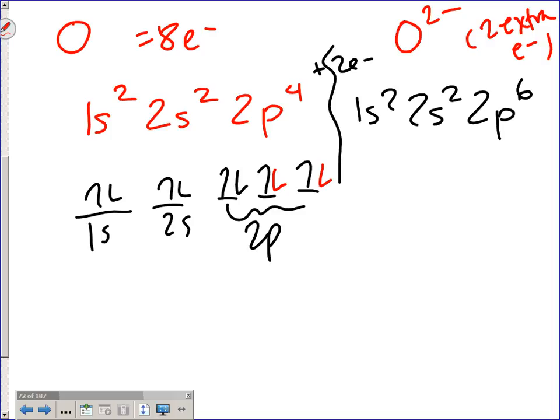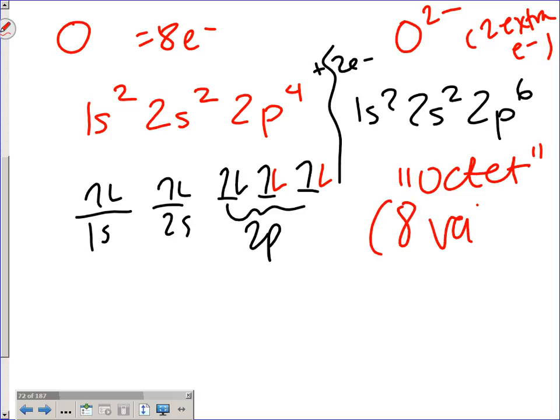There's this word called octet. Write this down for yourself, on your problem set or on your notes. Octet means I have 8 valence electrons. You guys are going to look at that in a second. 8 valence electrons.